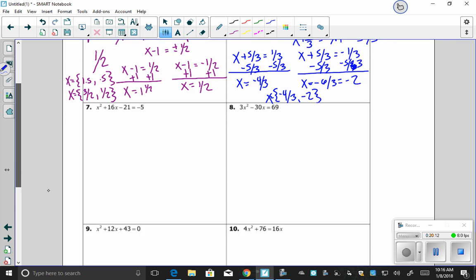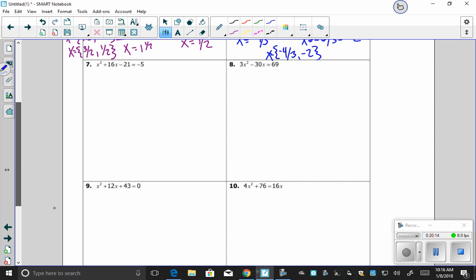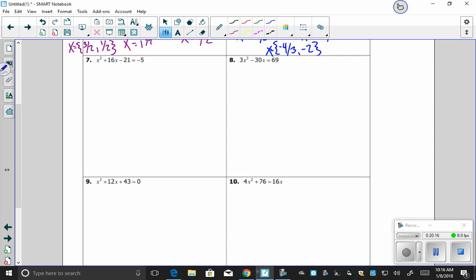Number 7 is adding another little step, that you have numbers on both sides. But we still only want the x's on the left side. So I have to move the 21 over. To move 21 over, I'm going to add it to both sides. X squared plus 16x equals 16.